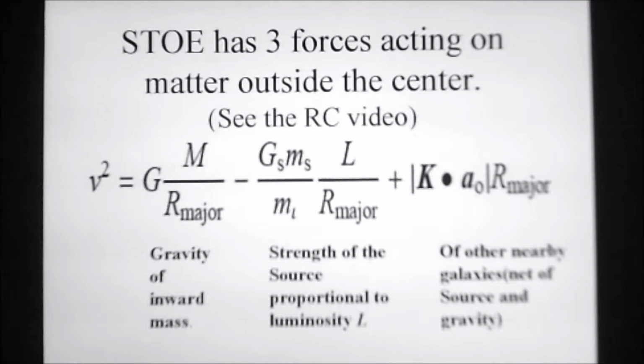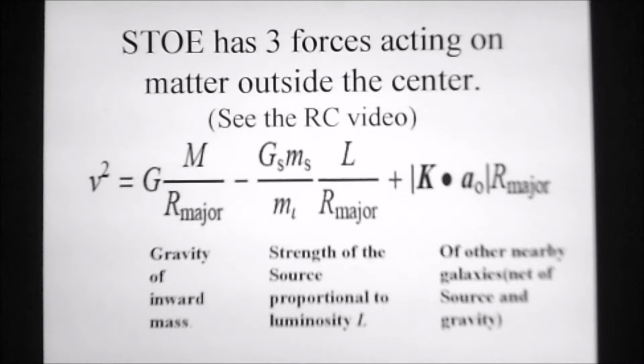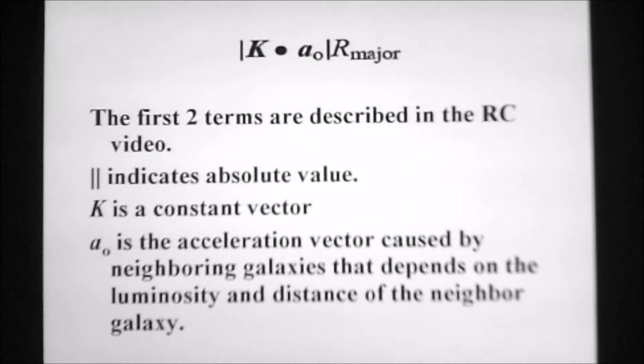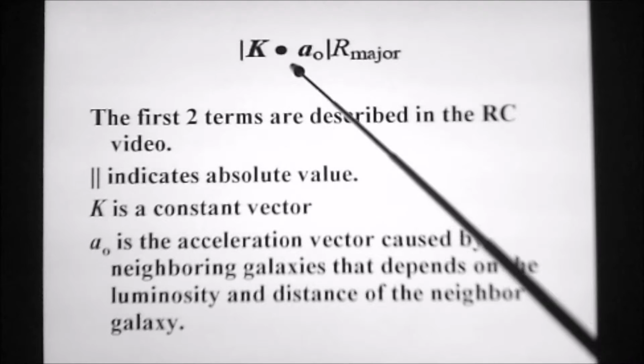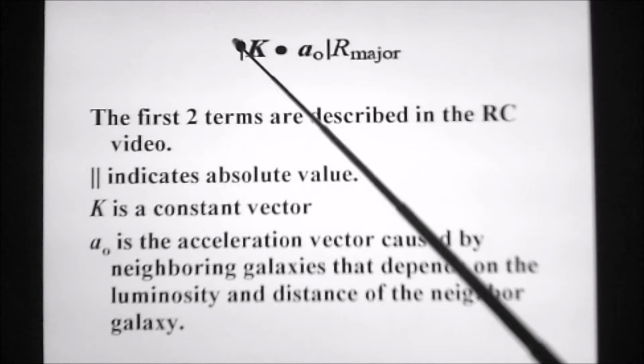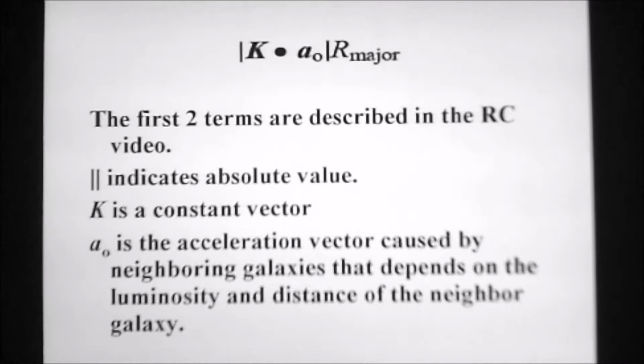The STOE has three forces acting on it, as we saw in the rotation curve video. The first two terms were described in the RC video. This time we're going to take account of the last term, where the bars indicate absolute value. K is a constant vector, and A0 is the acceleration caused by neighborhood galaxies.